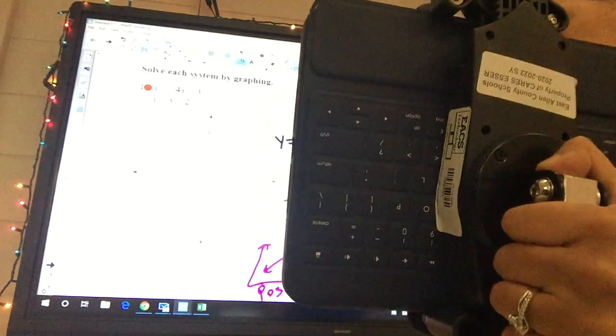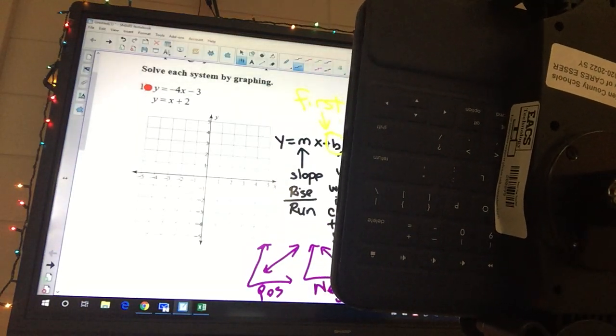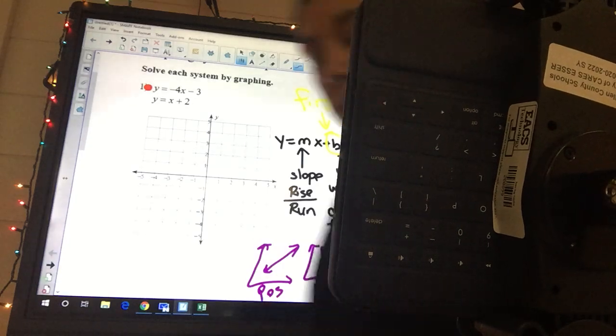Sorry, I'm trying to do this so it's a little bit closer. And I know you probably can't see the yellow. It says first. Graph the B first. Okay?